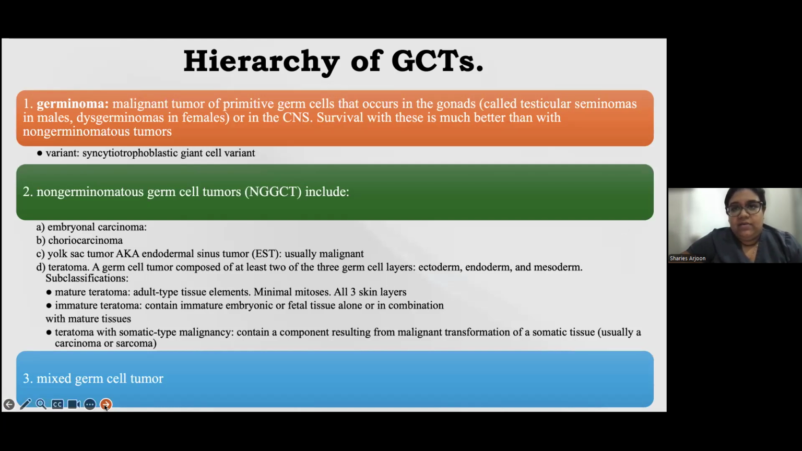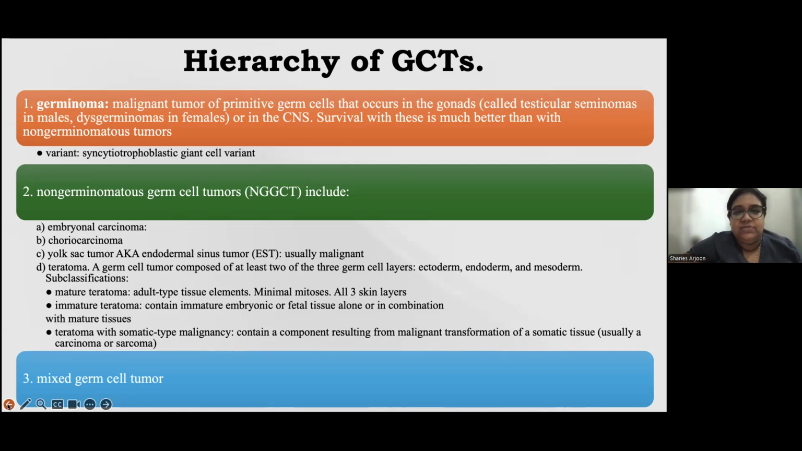So the hierarchy of germ cell tumors we would go through in this presentation: germinomas, non-germinomatous germ cell tumors, mixed germ cell tumors. So germinomas, they are malignant tumors of primitive germ cells that occur in the gonads, called testicular seminomas in males and dysgerminomas in females, or in the central nervous system. Survival with these is much better than with non-germinomatous tumors, and the variant is the syncytiotrophoblastic giant cell variant.